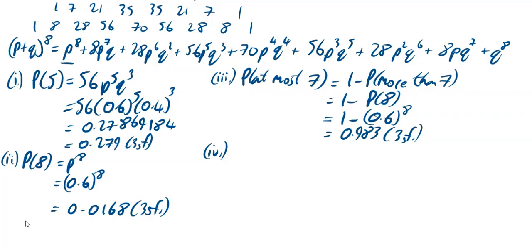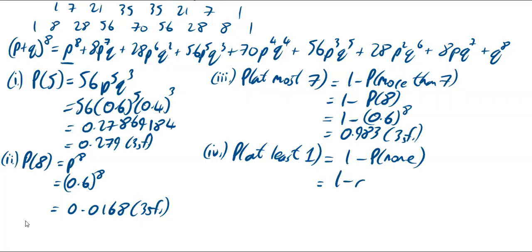And then part 4, it asks you for the probability of at least 1. At least 1 means 1 minus. So at least 1 means I could have 1, I could have 2, I could have 3, 4, 5, 6, 7, or 8. I could have everything except none. So it's 1 minus the probability of none. This is a very common question for them to ask. They're very fond of this one. So none would be q to the power of 8, which is 1 minus 0.4, in brackets, to the power of 8. And if you do that on your calculator, you will get 0.999 to 3 sig figs.